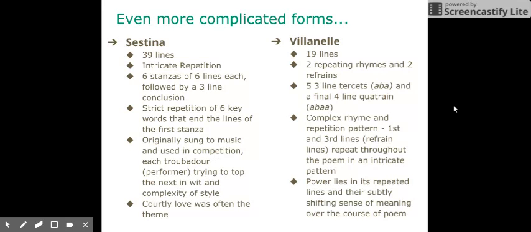The villanelle is a 19-line poem with, again, a very complex rhyming pattern. I'm going to read through some of these lines to you, but you can pause and look at it, and the samples will really help you with this. The villanelle has 2 repeating rhymes and 2 refrains. It repeats almost whole lines, like a refrain. And there are 5 3-line tercets and a final 4-line quatrain.